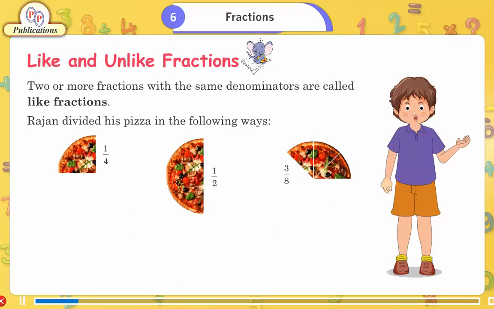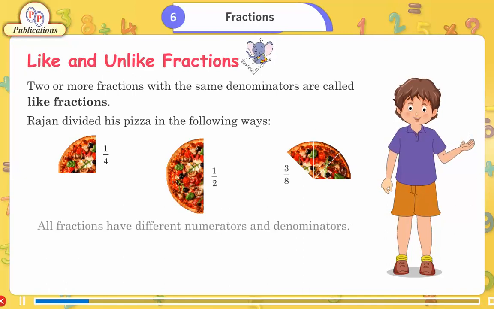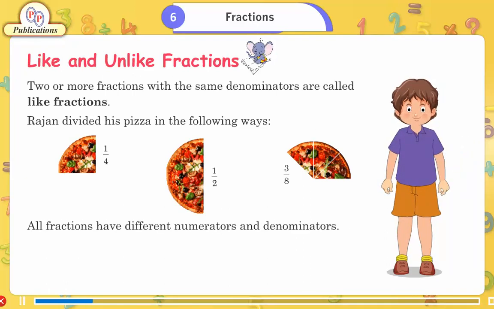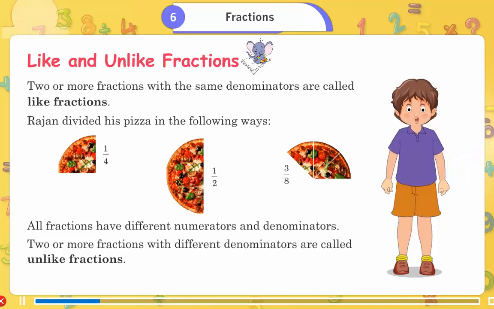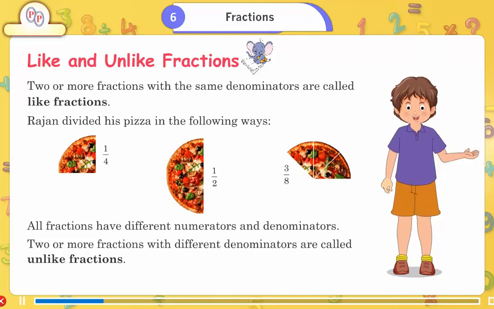Rajan divided his pizza in the following ways. 1/4, 1/2, 3/8. All fractions have different numerators and denominators. Two or more fractions with different denominators are called unlike fractions.